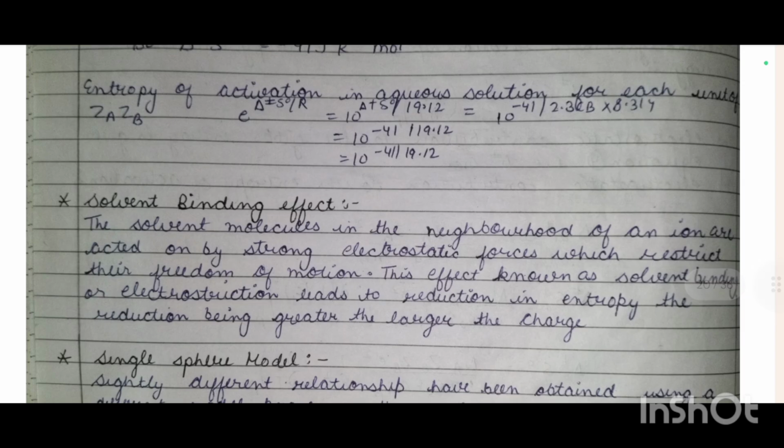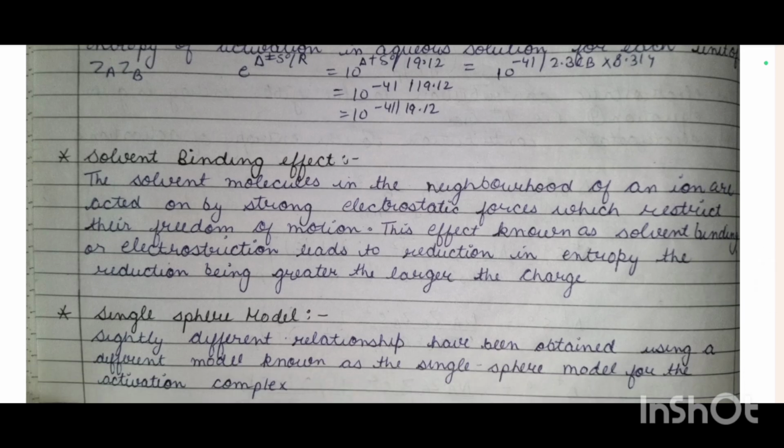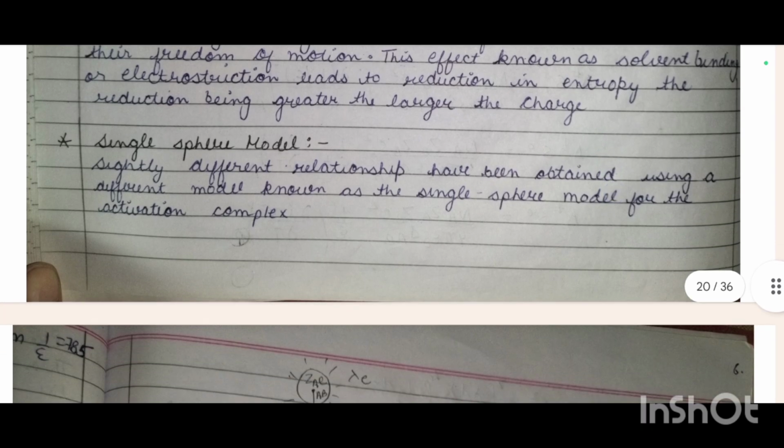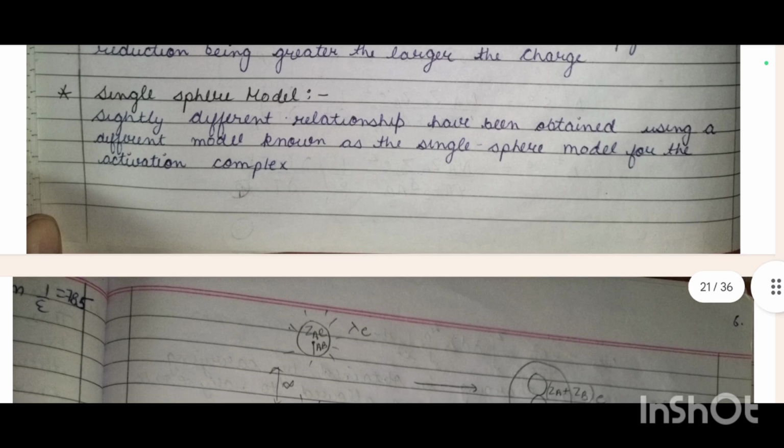Solvent binding effect. The solvent molecules in the neighborhood of an ion are acted on by strong electrostatic forces which restrict their freedom of motion, and this effect is known as solvent binding or electrorestriction. It leads to a reduction in the entropy, the reduction being greater the larger the charge. Single sphere model: slightly different relationships have been obtained using a different model known as the single sphere model for the activation complex.